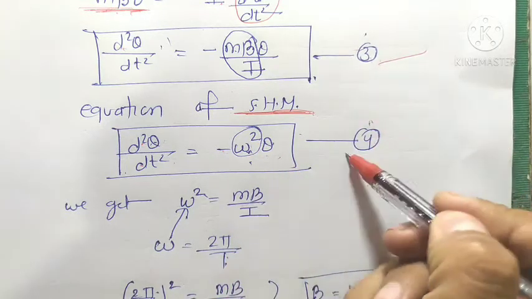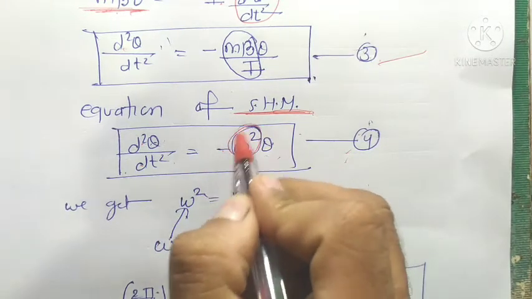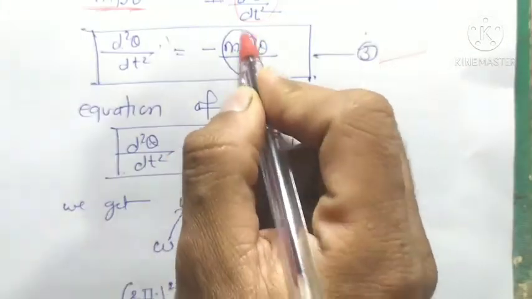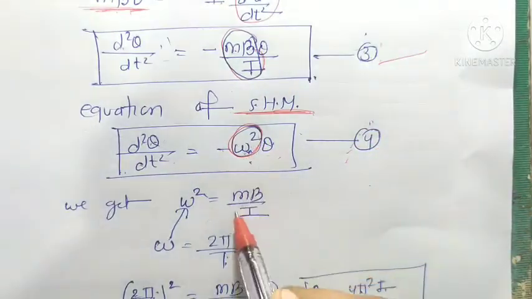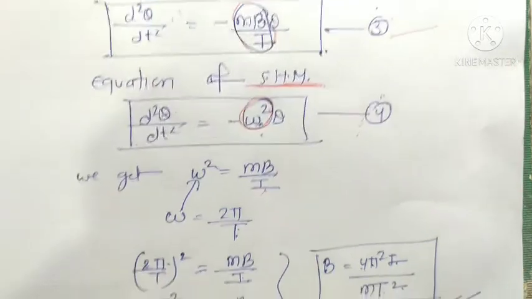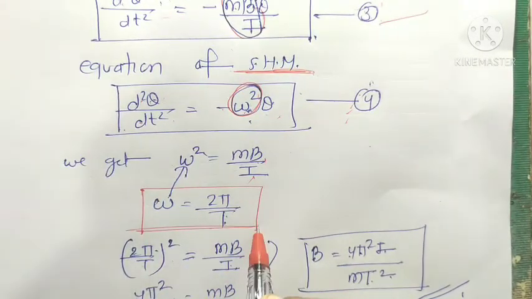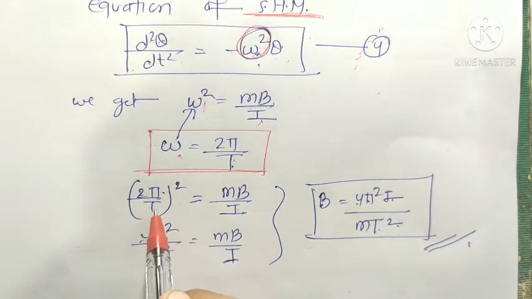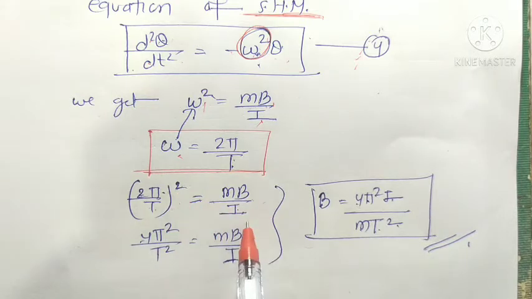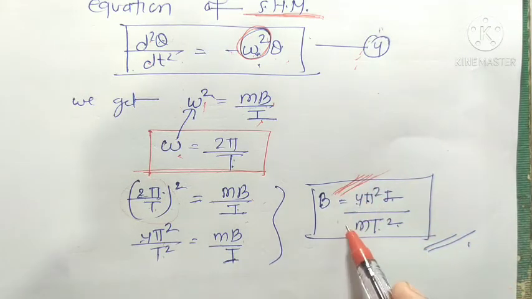Now we compare equations 3 and 4, and we get omega square is equal to mB upon I. We already know that omega is equal to 2 pi upon T, so we put this value here: 2 pi upon T whole square is equal to mB upon I. Finally it becomes B equal to 4 pi square I upon m T square, so we get the magnitude of the magnetic field.